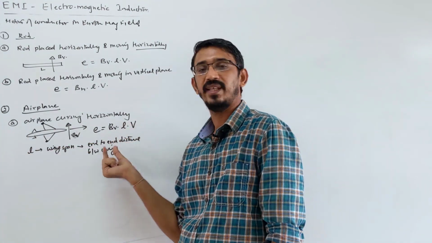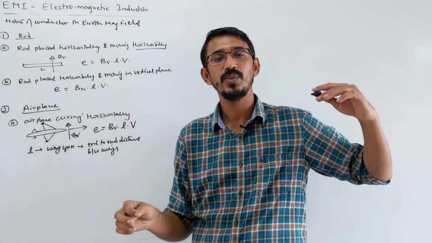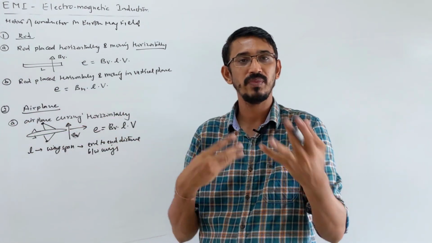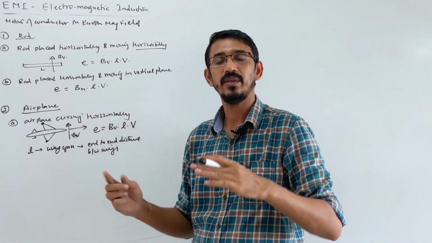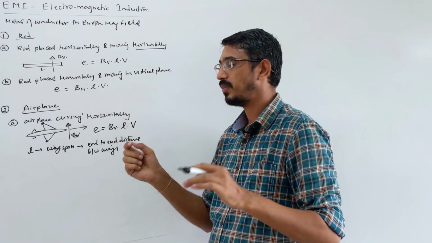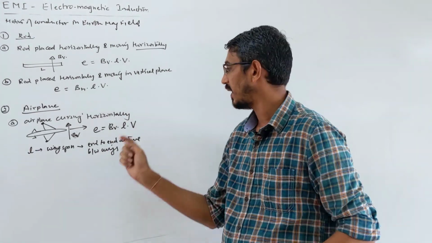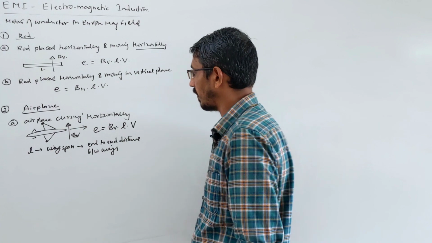So that you have to write as a length here, okay. So an airplane cruising horizontally, flying horizontally, how much EMF is induced? Magnetic field, which component? Vertical component. Length means wingspan, end to end distance, and velocity of that is our airplane's velocity.